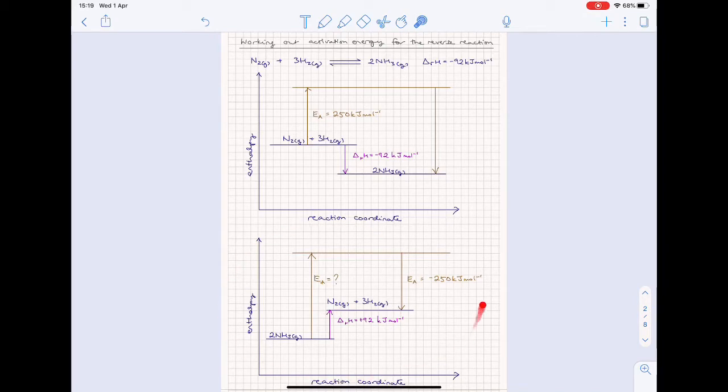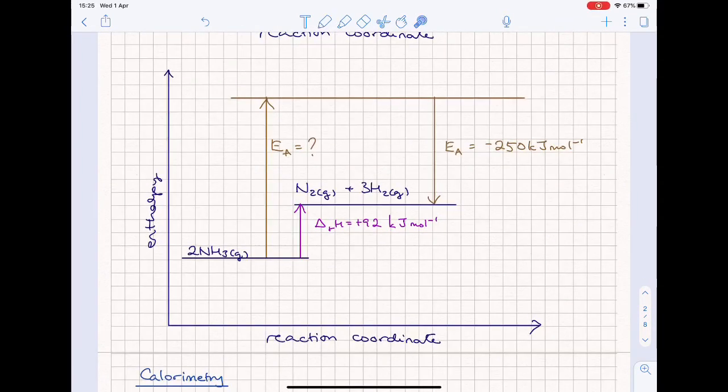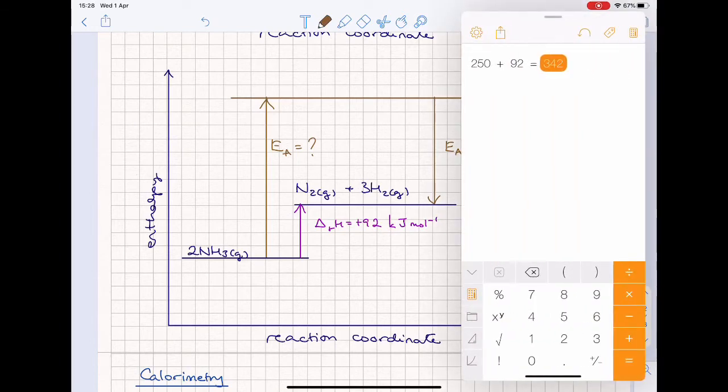We can use energy profile diagrams to work out unknown values if we're given known values elsewhere in the diagram. For example, we can work out this activation energy using these two values, and you can see in the diagram that the sum of these two values, ignoring the signs, will give us this value, because the height of this value is the same as that added to that. So if we add these two values ignoring the signs, we should have the value of the activation energy. And because we know this is a positive value, as the arrow is pointing in the same direction as the axis, the activation energy will be positive as well. Using a calculator, we can work out this value as 342. So this value here is 342 kilojoules per mole.